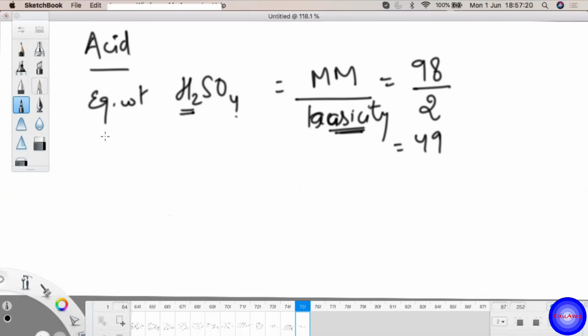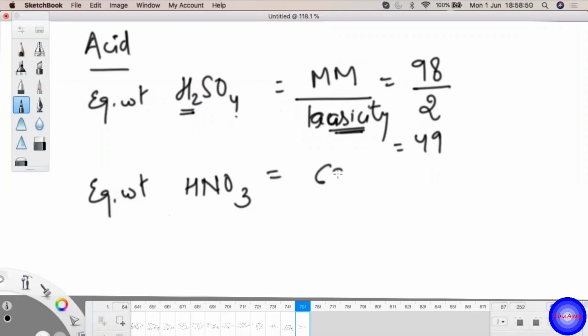Now, please tell me the equivalent weight of HNO3. Quickly, as quickly as possible, please. A few students have answered: molecular mass of HNO3 is 63, divided by replaceable hydrogen, that is 1. That is 63. So the equivalent mass of HNO3 is 63. Now, let's move on to base.